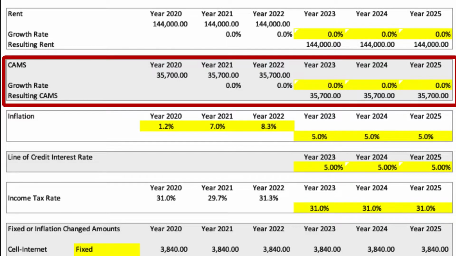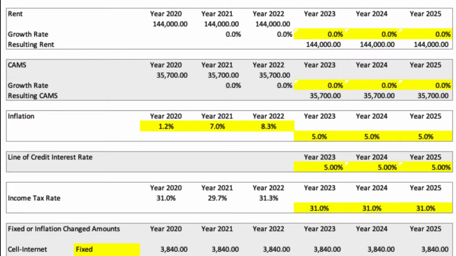But then we have CAMs. CAMs is common area maintenance expenses that you have to pay to the landlord for upkeep of the property. And we can see that in this case CAMs have been pretty steady, but maybe we think that it's going to increase in the future. Instead of having it increase by 0%, maybe the growth rate is going to be 5%. So we put 5% in, and that will carry forward.